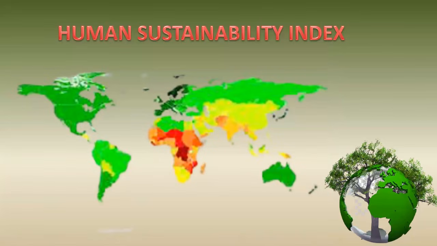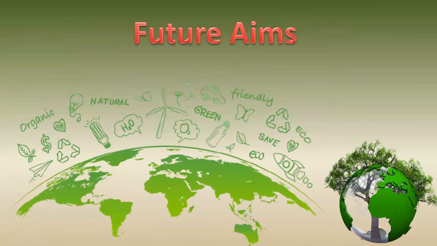This is the human sustainability index. Wherever we see green areas in this world map, human sustainability is still there. Whenever we see yellow, it is slowly changing, and red is the danger condition. And these are the future aims: organic, natural, green, friendly, safe, eco, and eco means whatever the situation is existing in the country or in any economy.